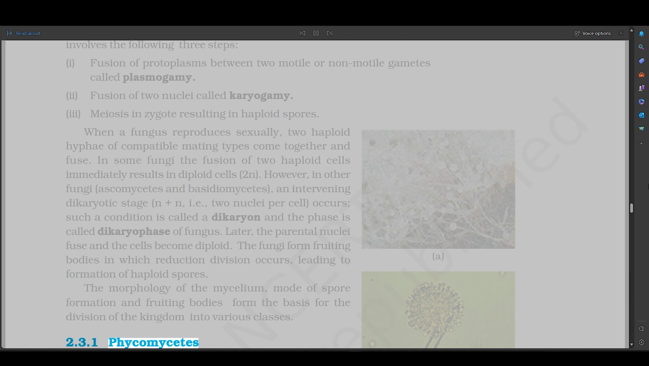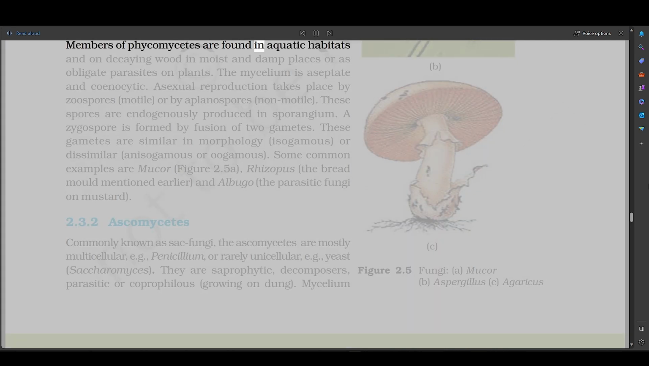2.3.1 Phycomycetes. Members of Phycomycetes are found in aquatic habitats and on decaying wood in moist and damp places or as obligate parasites on plants. The mycelium is aseptate and coenocytic. Asexual reproduction takes place by zoospores (motile) or by aplanospores (non-motile). These spores are endogenously produced in sporangium. A zygospore is formed by fusion of two gametes. These gametes are similar in morphology (isogamous) or dissimilar (anisogamous or oogamous). Some common examples are Mucor, figure 2.5a, Rhizopus, the bread mold mentioned earlier, and Albugo, the parasitic fungi on mustard.